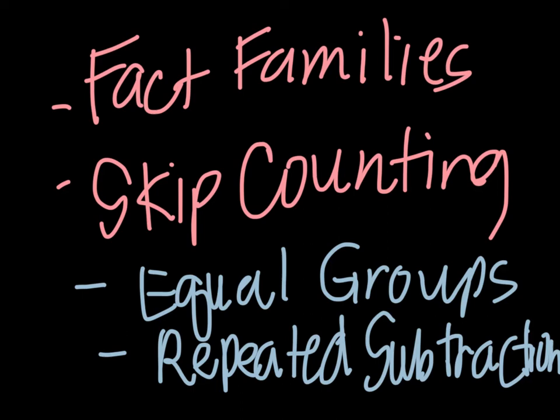So you can pick any of these that you want. Like I always say, you might want to pick one and kind of stick with it. If you're really good with multiplication, fact families or skip counting would be a good choice for you. If you're still kind of working on your multiplication, you might choose equal groups or repeated subtraction, because those I think would be better strategies for those of us who are still working on multiplication.